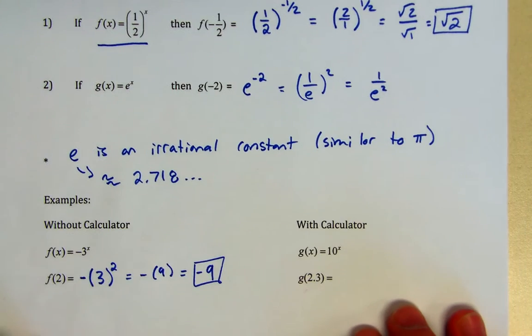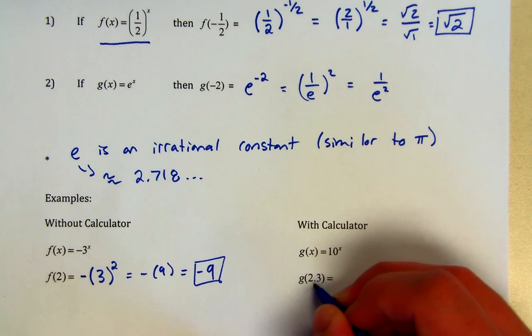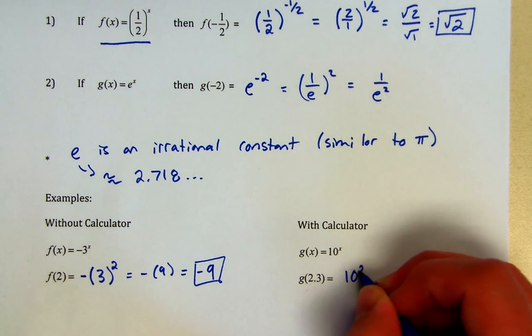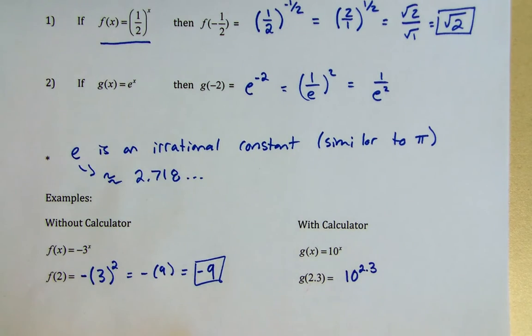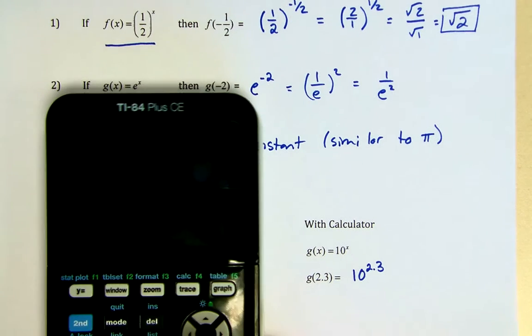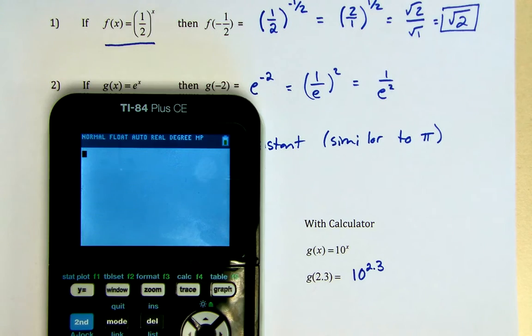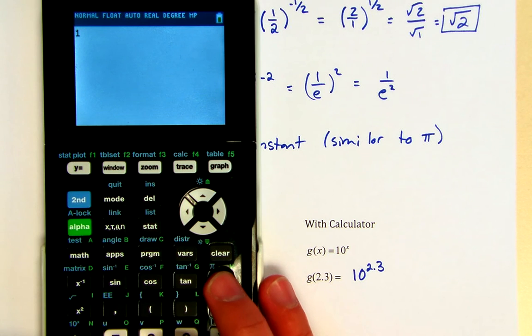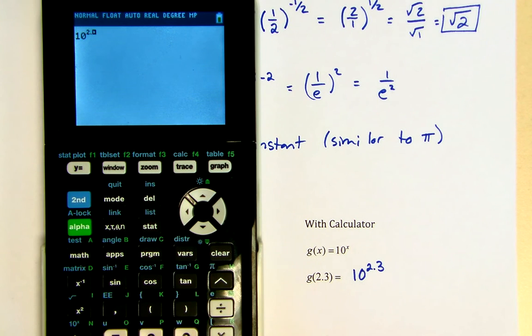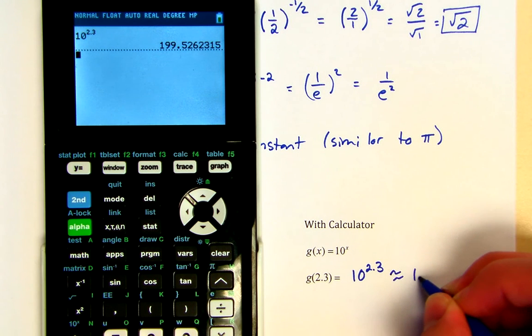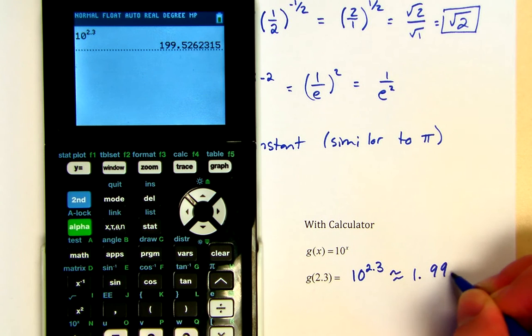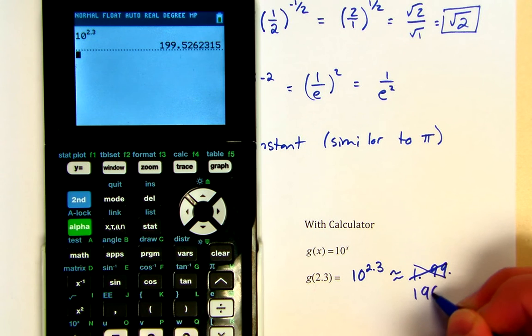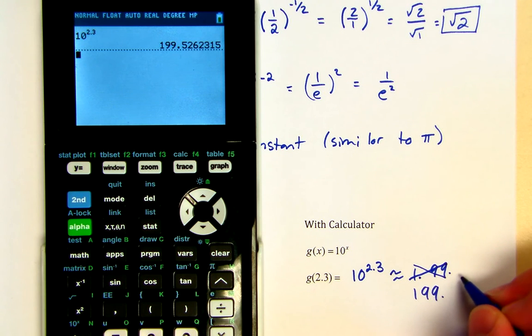Now with your calculator, first let's put it in the form. So I'm evaluating at 2.3, so 10 raised to the 2.3. So if you take out your calculator, if I'm raising 10 to the 2.3, I want to type in 10, raise it to the power of 2.3, and evaluate it. I get 199.53.